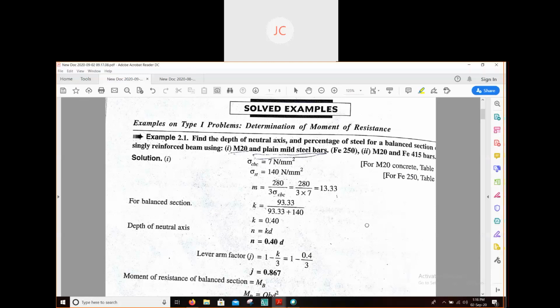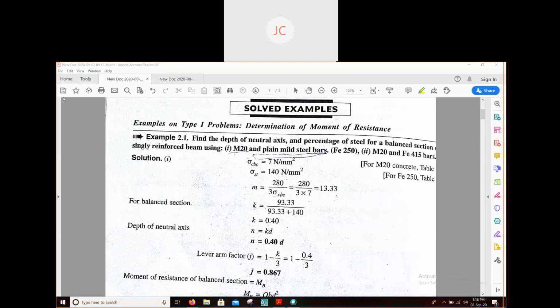Can you see the screen? All of you? All of you, can you see my screen? Solved examples. I hope all of you can see the screen. Yes, sir. Okay, okay. So let us see the first numerical.